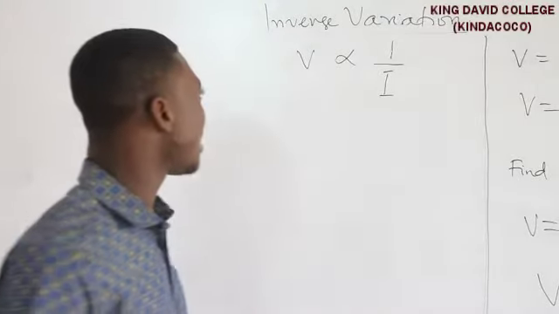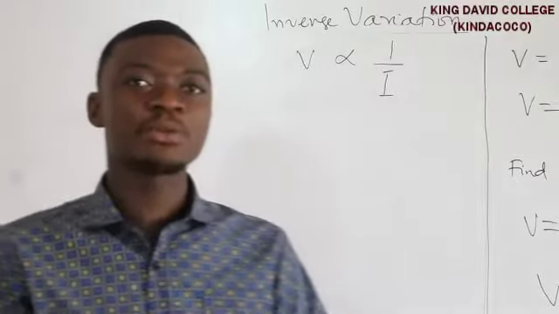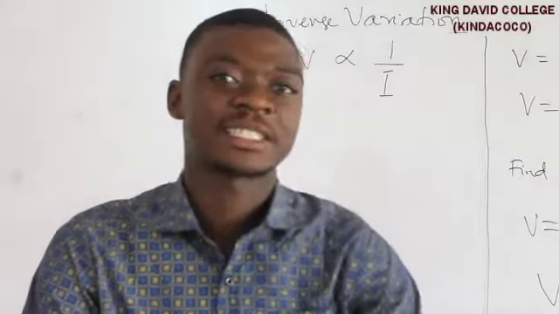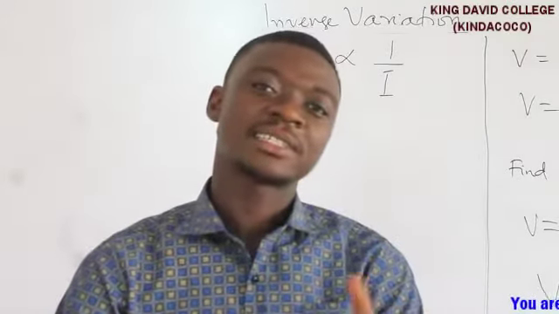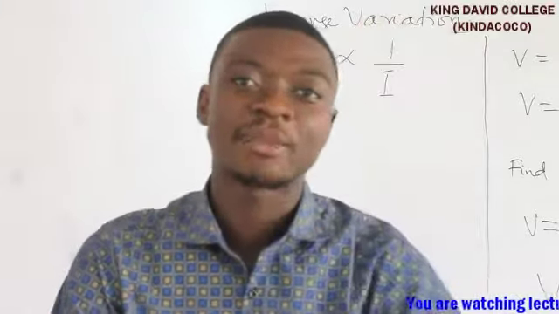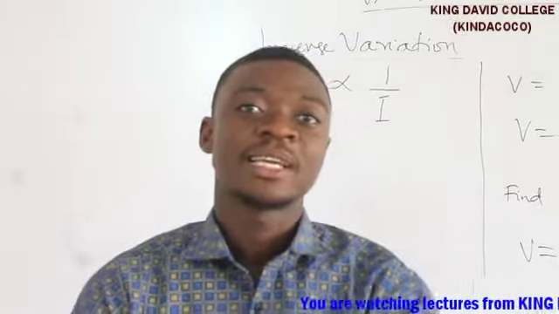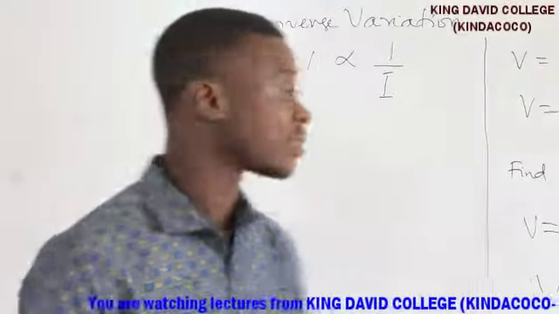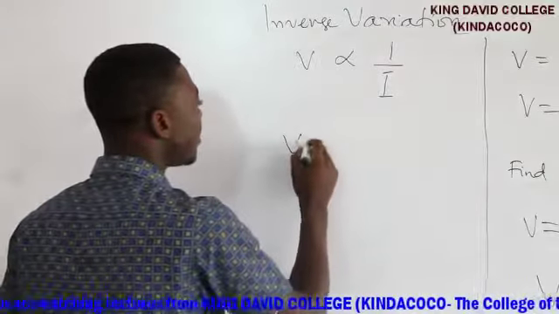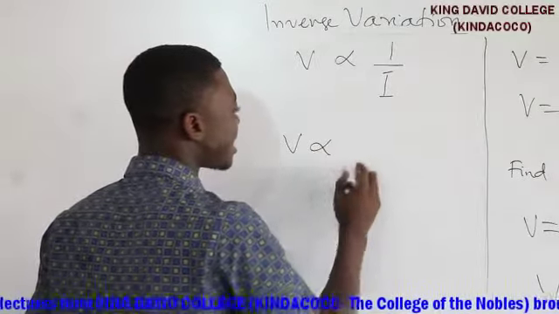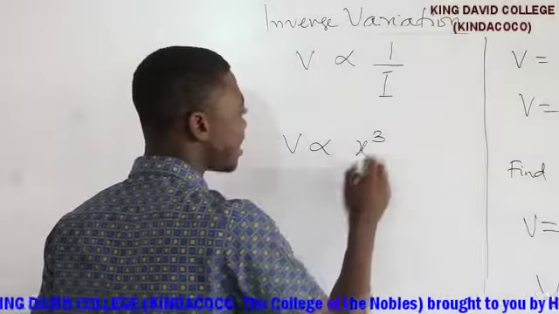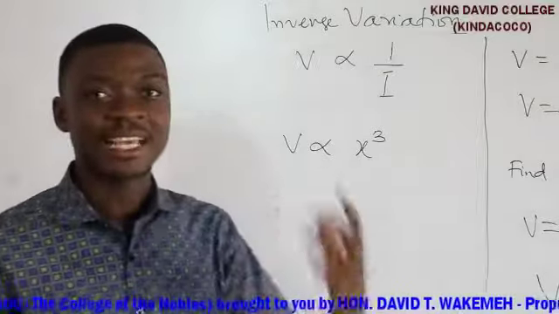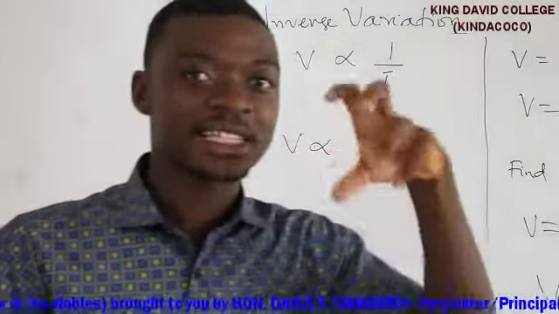Okay, when you hear V varies directly as the cube of x, in most cases students go and rather represent that by a cube root. It's not true. They say V varies directly as the cube of x. So what they are saying is V varies directly as the cube of x, so that is x cubed. Okay. So V varies directly as what? x cubed, as the cube of x, x cubed.